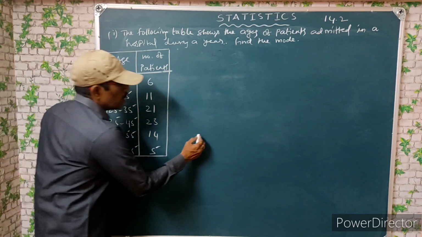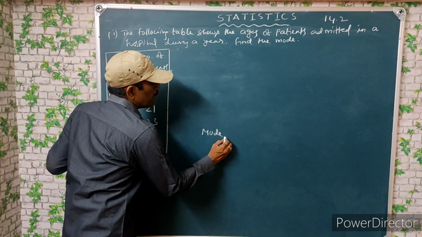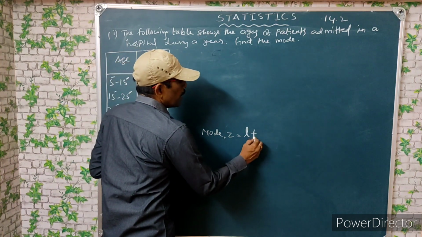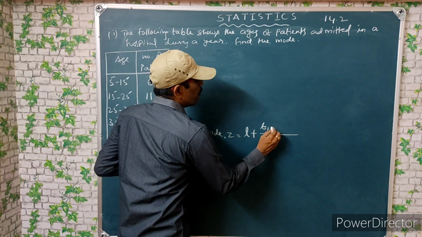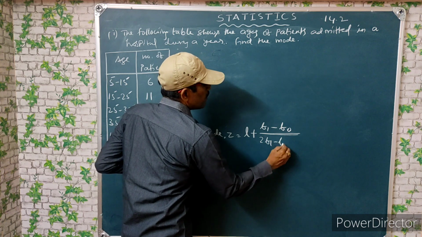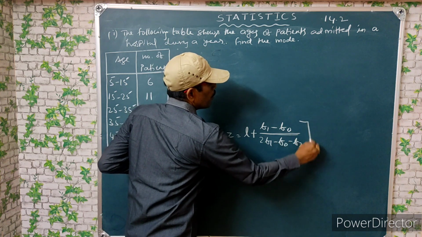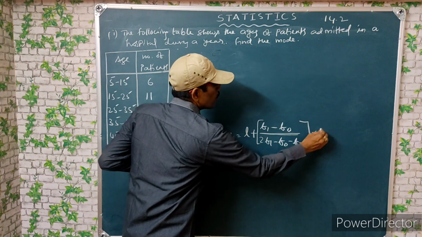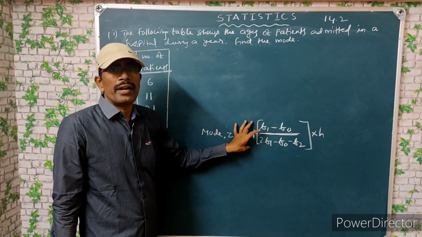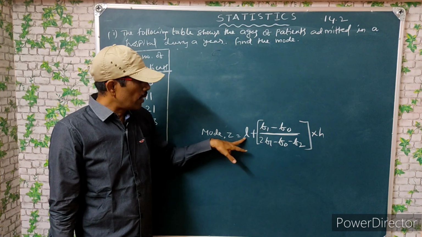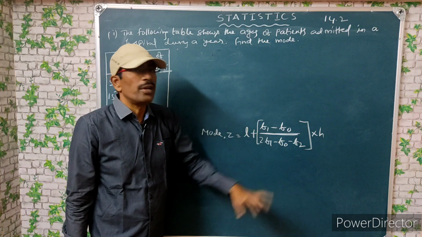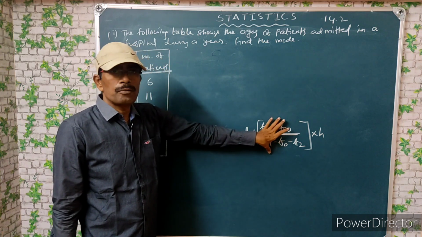You know the mode of a group data can be calculated by using the formula: Mode Z is equal to L plus (F1 minus F0) by (2F1 minus F0 minus F2) into H. This is the formula which is used to find the mode of a group data. Mode Z is equal to L plus (F1 minus F0) by (2F1 minus F0 minus F2) into H. I will explain all these terms, no problem.